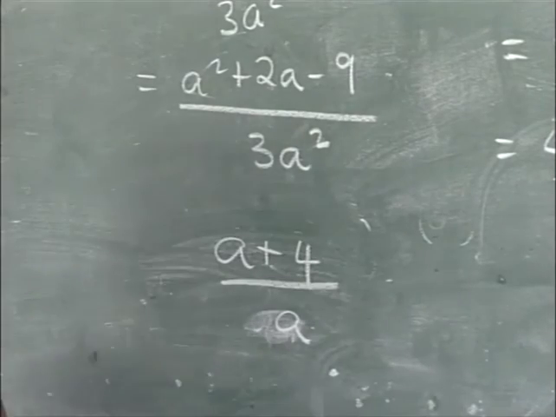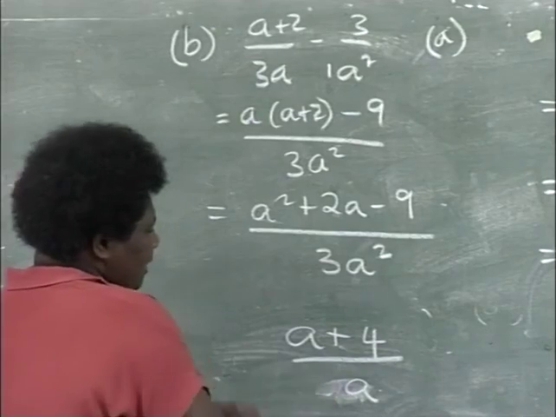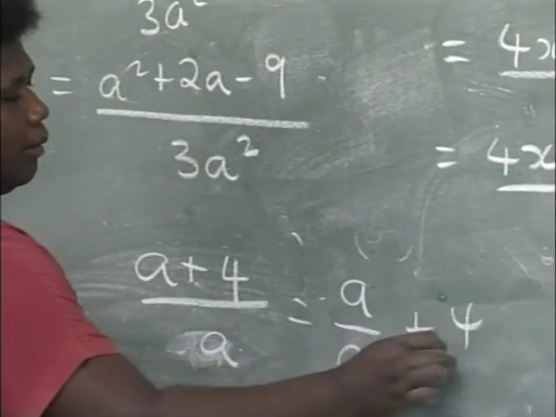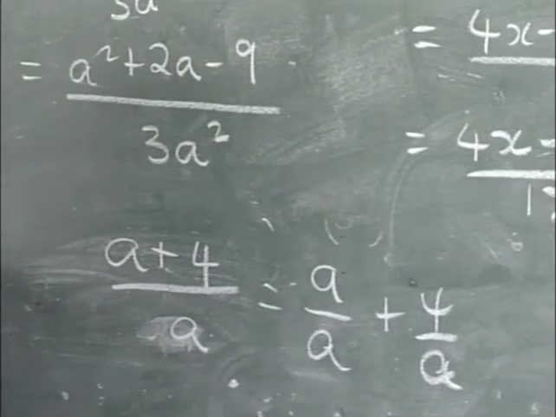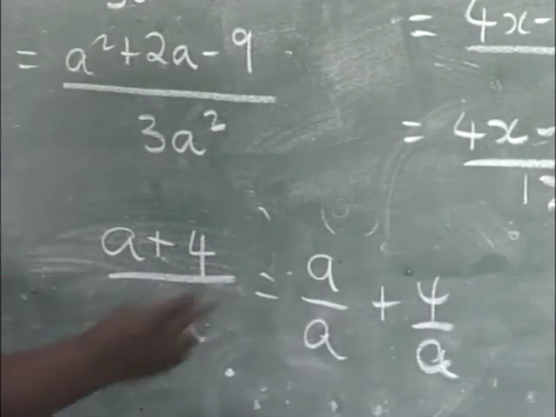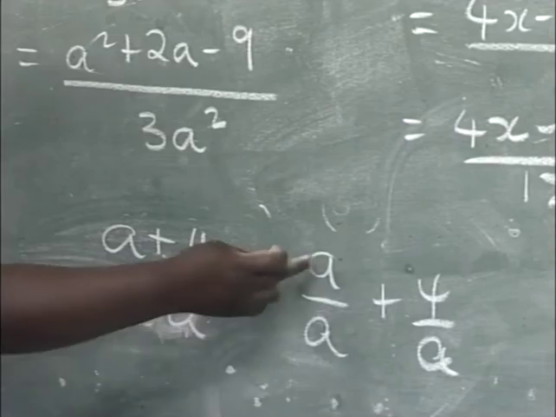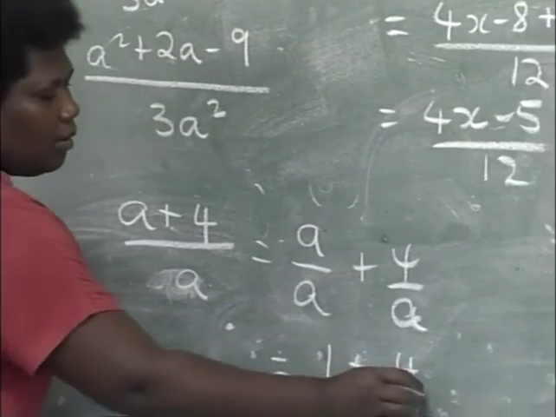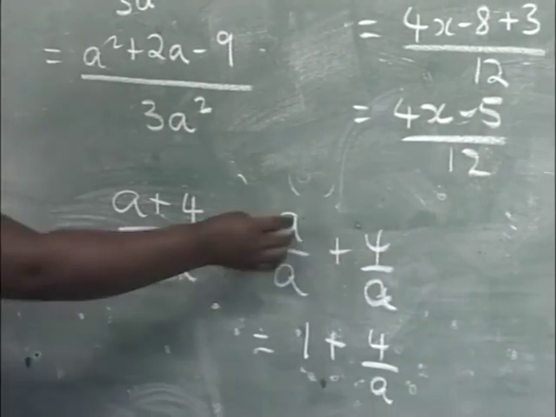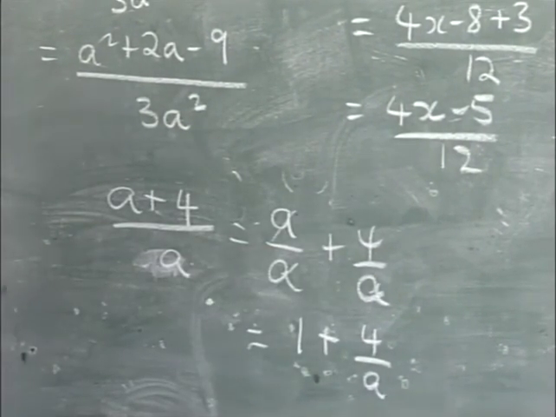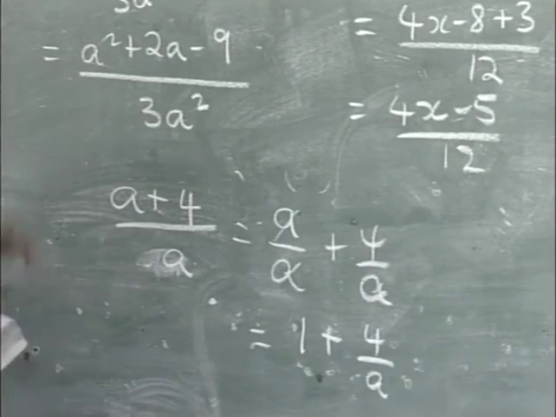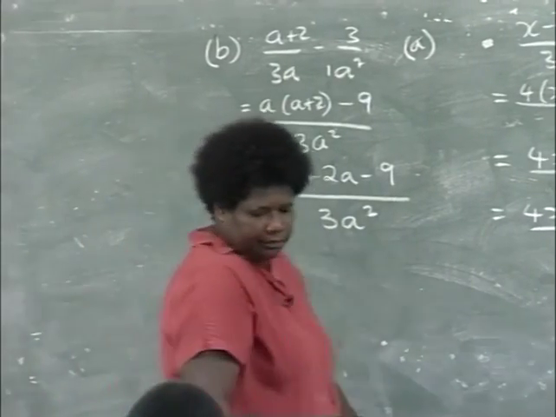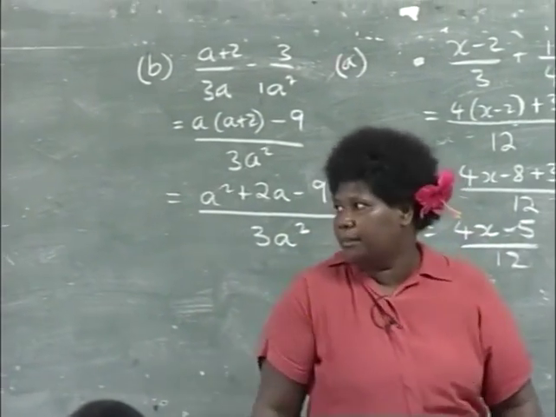Is it clear? This expression, I can write it as A over A plus 4 over A, because you remember, if the denominators are the same, then you can add the numerators. So you can rewrite it like that, and then yes, you can cancel and say that's 1 plus 4 over A, because you can cancel this A and this A. You understand? Like this, you cannot cancel. Okay, so that's the answer to letter B.